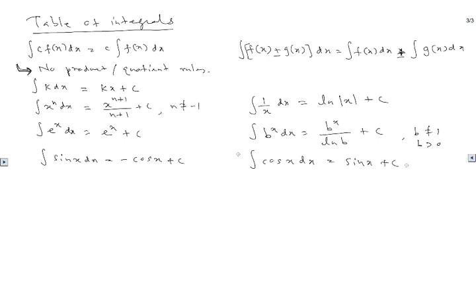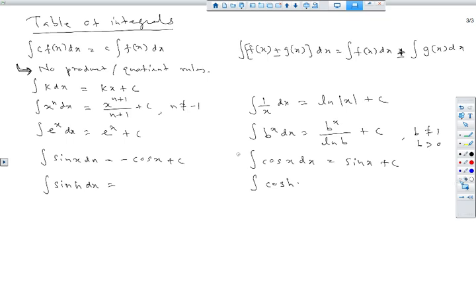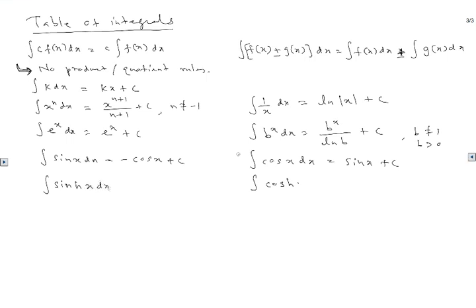sine x plus c, and then we have hyperbolic functions, so we have hyperbolic sine and hyperbolic cosine. Okay, we are missing x here, so the integral of hyperbolic sine x and hyperbolic cosine x dx, but we know that they are all positive, so that's the difference. So it's cosh x plus c, this is sinh x plus c. Okay, so they are all positive.